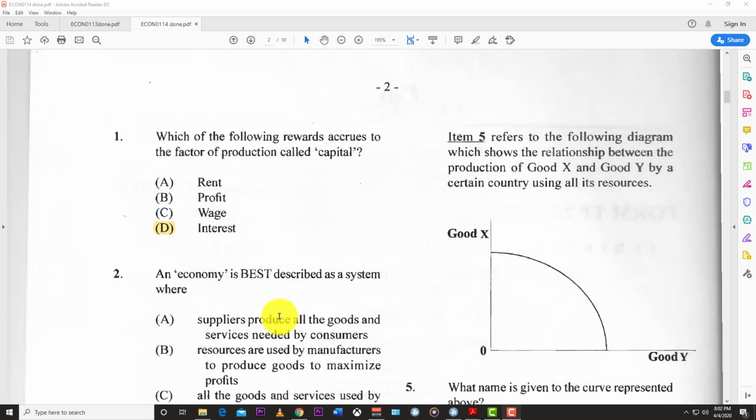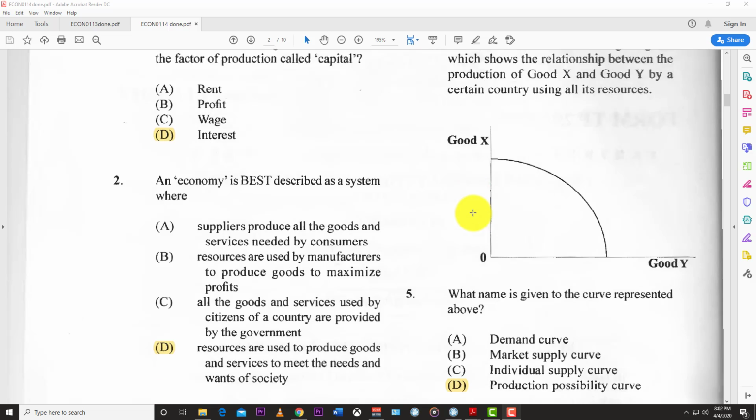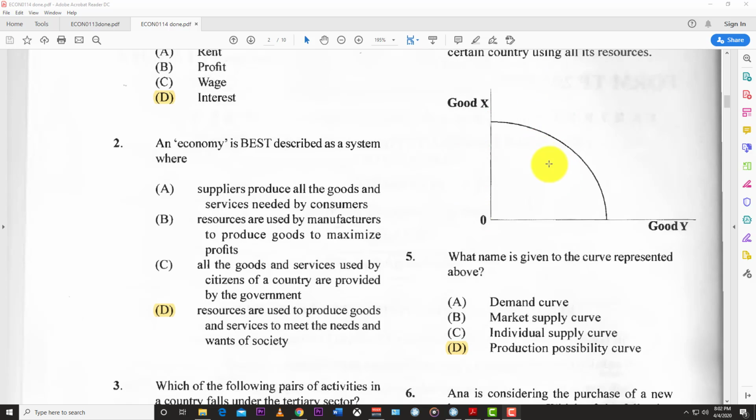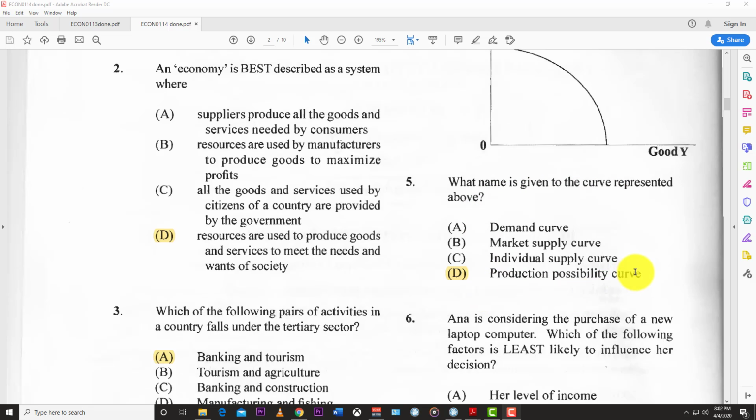Number 5, item 5 refers to the following diagram, which shows the relationship between the production of good X and Y by a certain country using all its resources. That's the production possibility curve right there. What name is given to the curve represented above? And the best answer is PPC or PPF, production possibility curve.